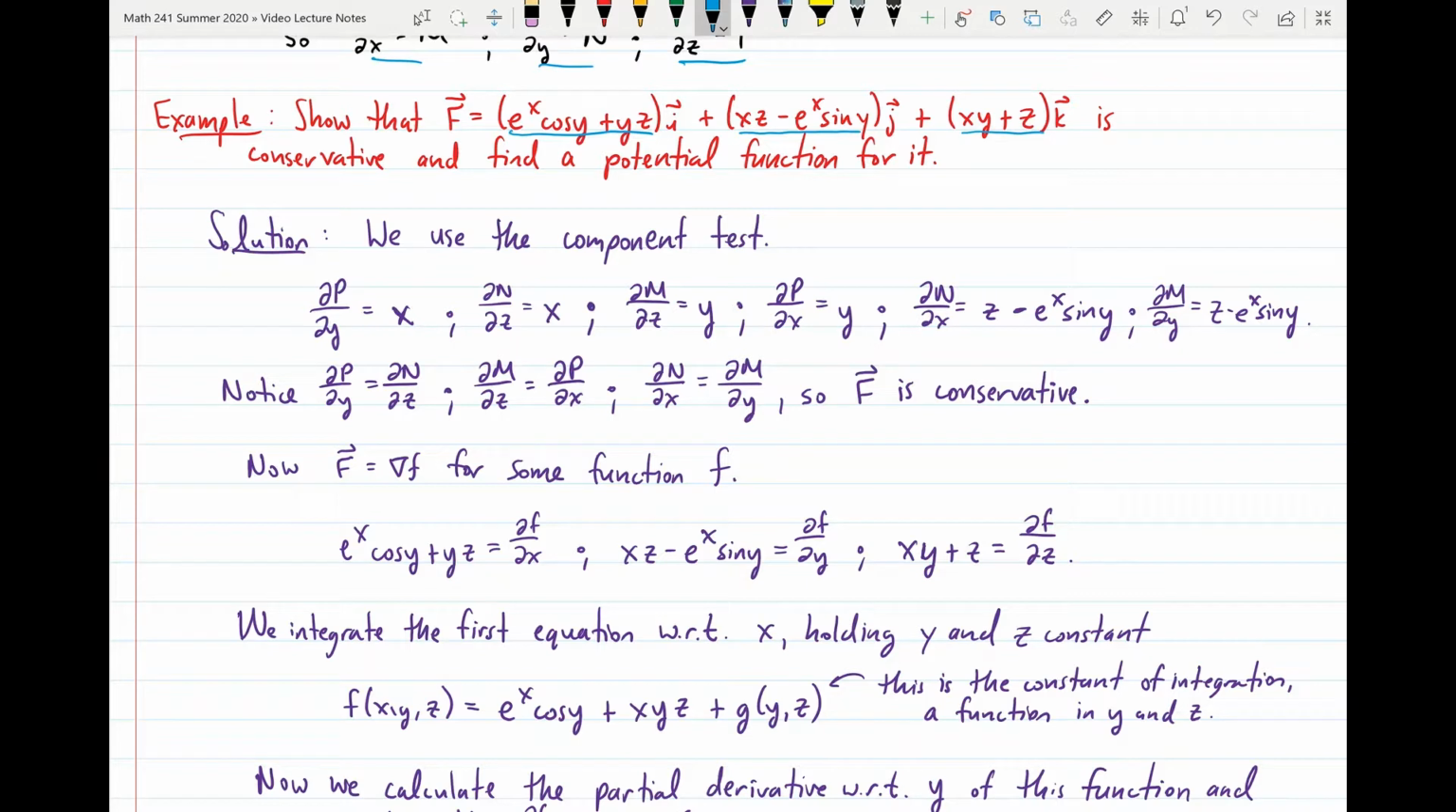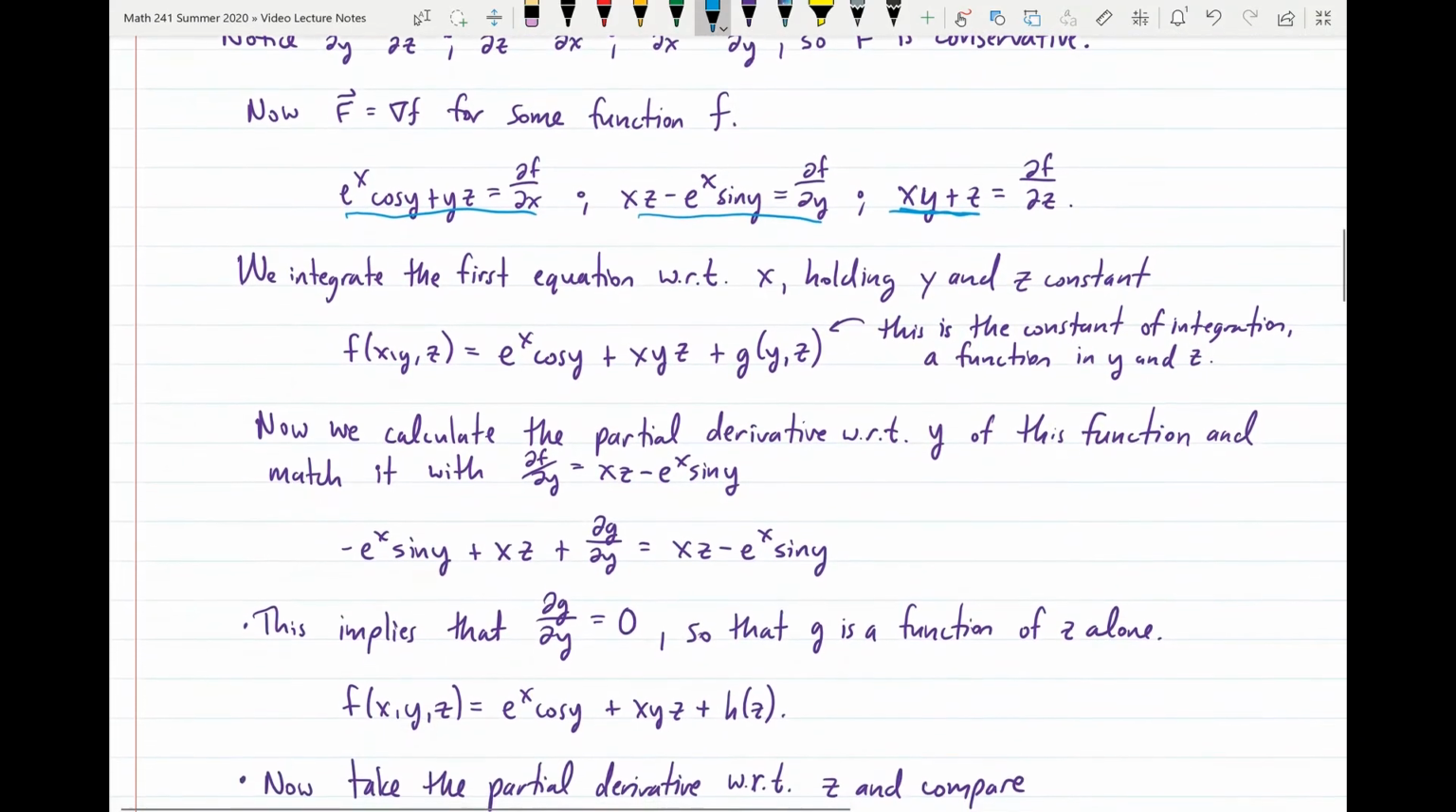And we can do the same kind of thing for the other component functions. So the N component for F has to equal the partial derivative of f with respect to y. So you can check that there. And then we also have that the partial derivative of f with respect to z has to equal our P component from our vector field F. And again, you can verify that these equations here are correct based on the equation that we've given for the vector field in the problem statement.